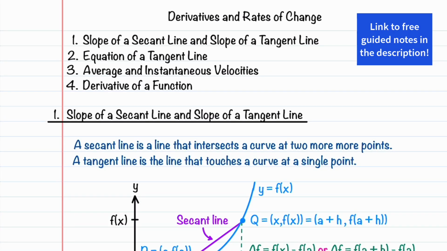In this Calculus 1 video, we're tackling one of the most fundamental ideas in all of calculus, derivatives and rates of change. We're going to explore slopes of secant and tangent lines, learn how to write the equation of a tangent line, look at average and instantaneous velocity, and then learn the formal definition of the derivative. We'll walk through lots of examples so you can see how each concept works in practice.